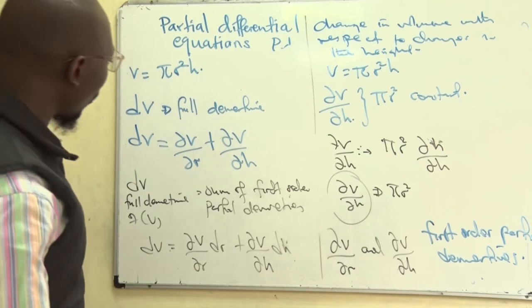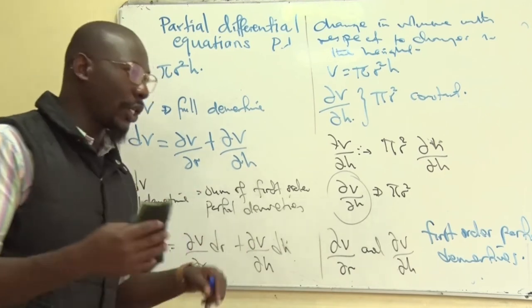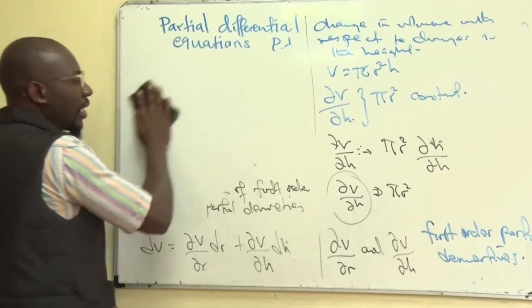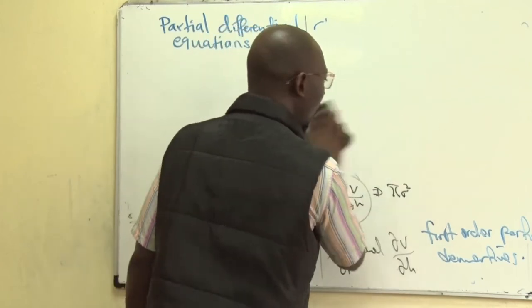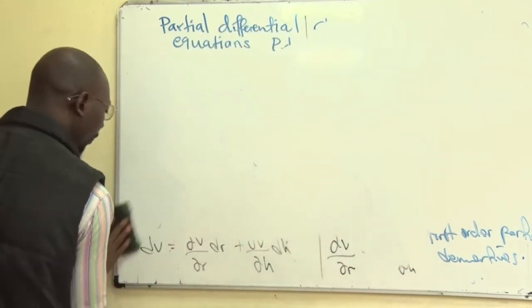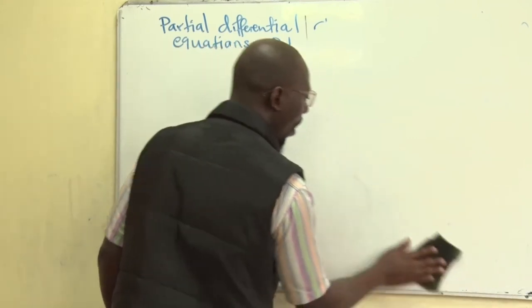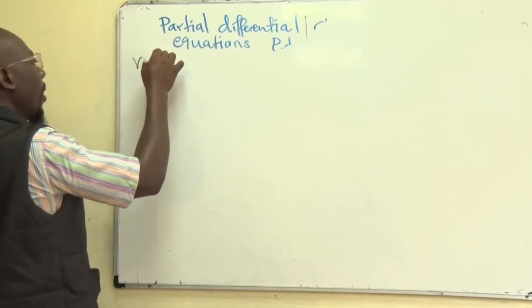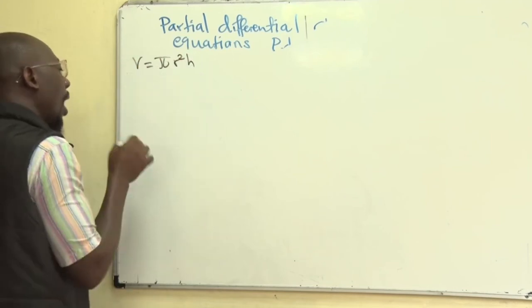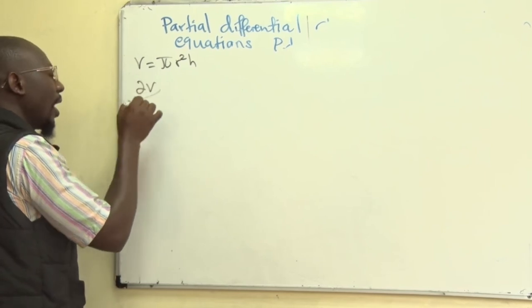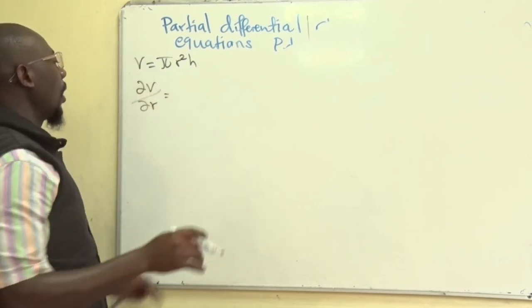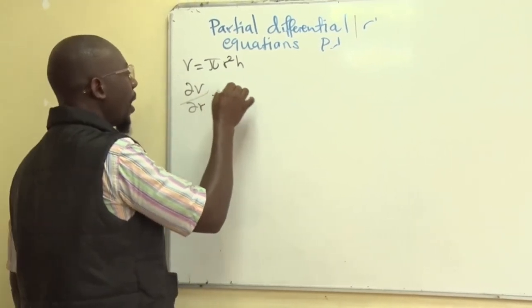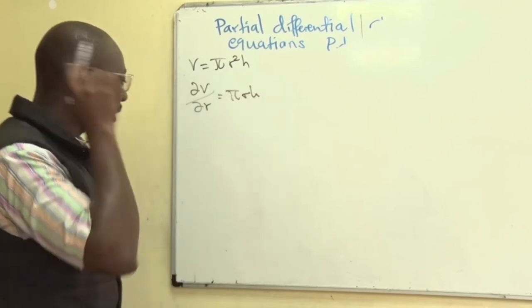The next one is to get the second order partial derivatives. We shall still base on our volume function. That's what we shall use as our reference. So we've noted that volume is given by pi r squared h, and we found dv over dr as, if we differentiate this function with respect to r, treating h as a constant, we get 2 pi r h.